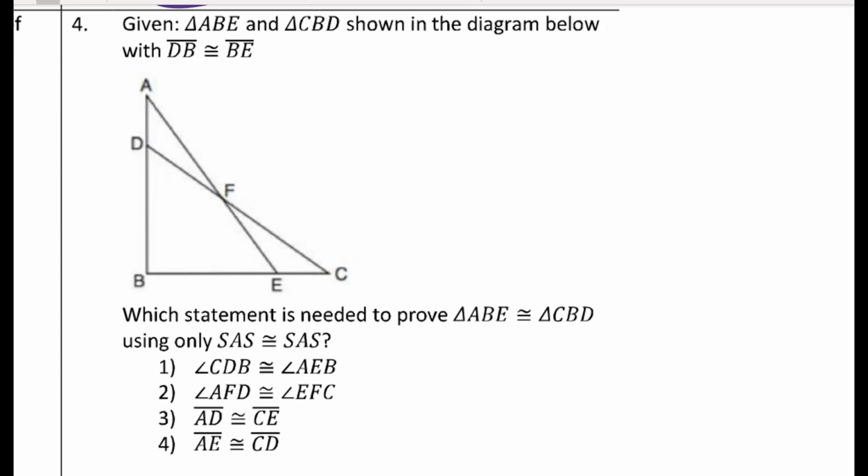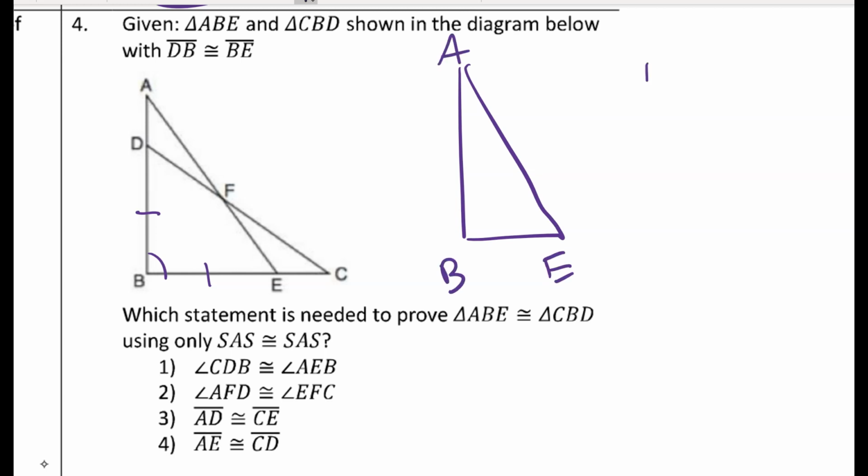For number 4, given those two triangles shown below with DB congruent to BE, which statement would be needed to prove the triangle ABE is congruent to triangle CBD? Well, the first thing I notice is that they both have angle B in common, and I'm actually going to sketch these two triangles out over here, triangle ABE and triangle CBD.